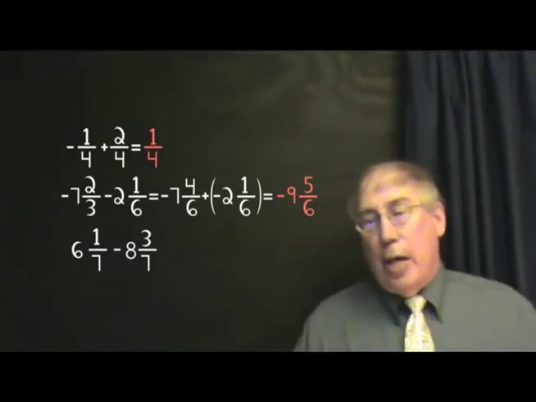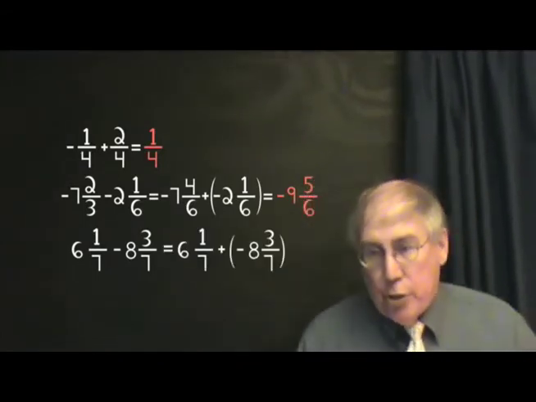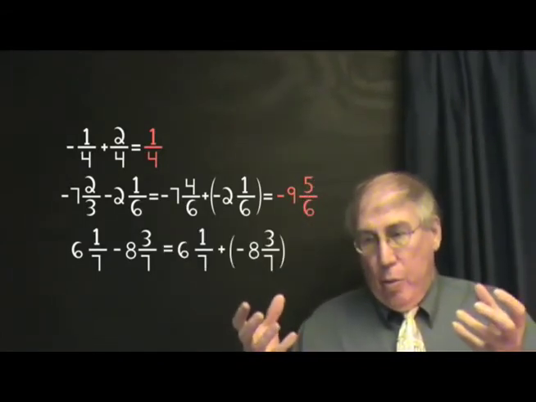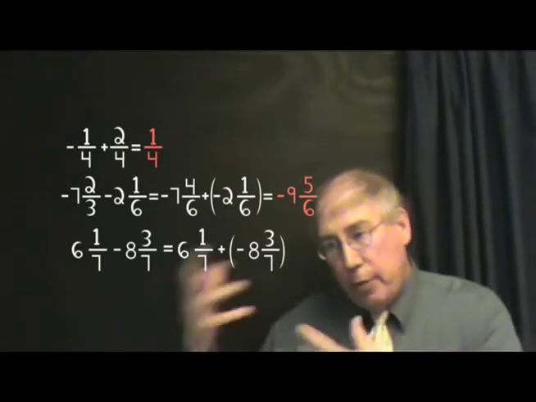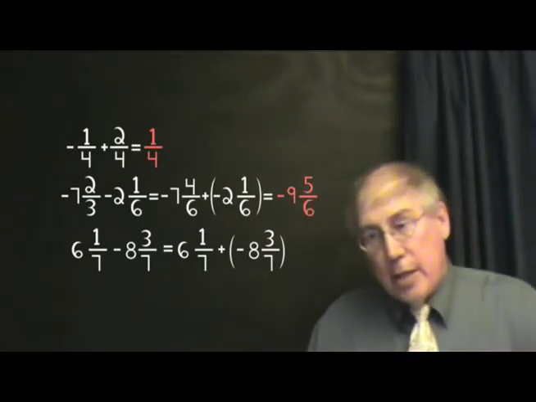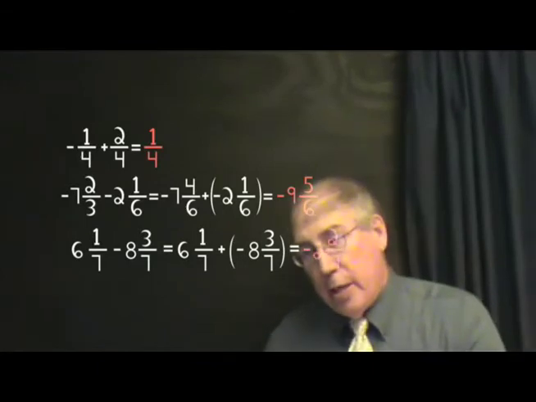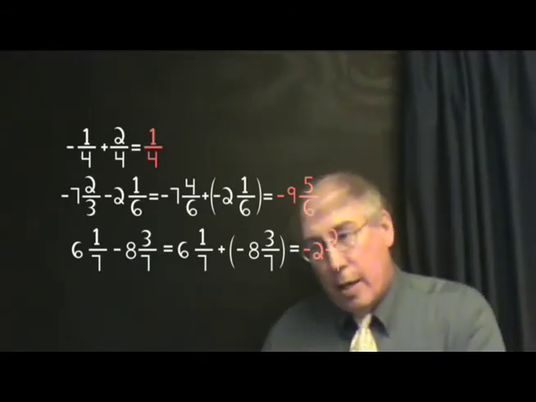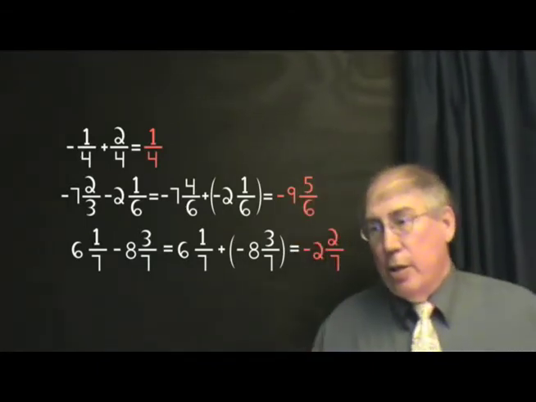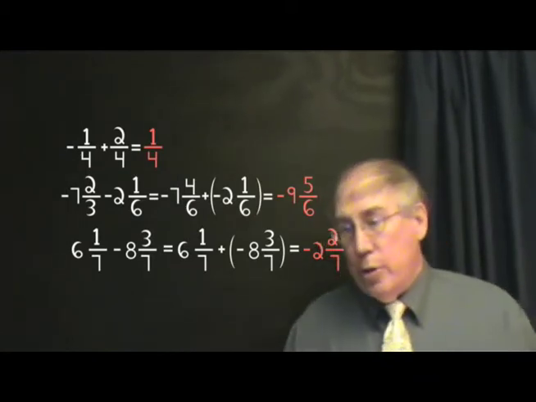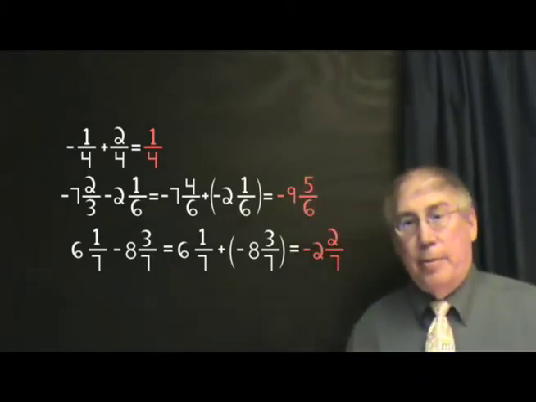This one here, the signs will be different. So we'll subtract the 6 1/7 from the 8 3/7, and we'll put a negative sign because 8 3/7 is larger. So we'll get negative 2 2/7 as our answer.